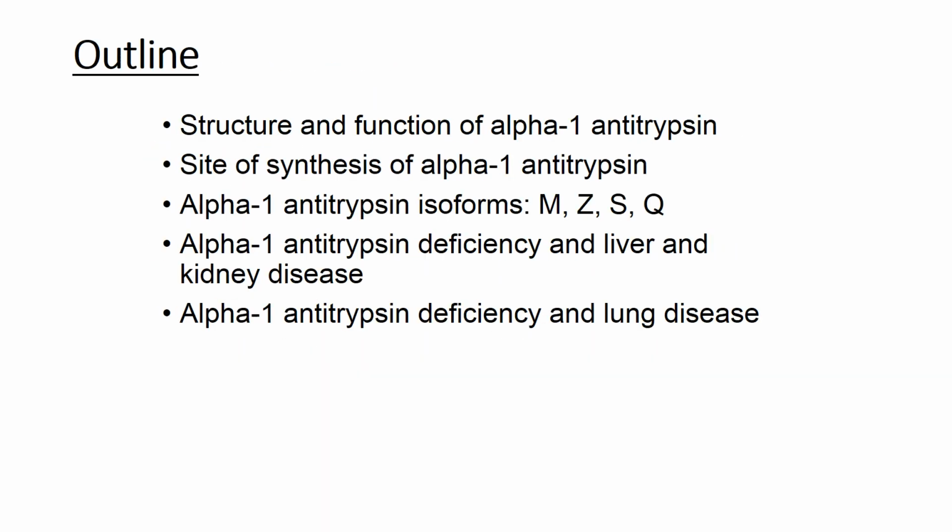Today I will talk about the structure and function of alpha-1 antitrypsin, a proteinase inhibitor circulating in the blood. I will cover the site and synthesis of alpha-1 antitrypsin, the isoforms that are known to be produced by mutations of the gene, and the consequences of antitrypsin deficiency: liver, kidney, and lung disease.